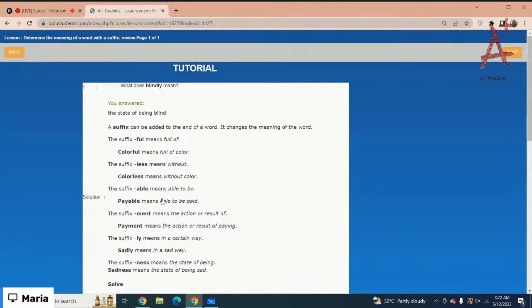Got it? A suffix can be added to the end of a word. It changes the meaning of the word. The suffix full means full of, like colorful means full of color. The suffix less means without. So colorless means without color. The suffix able means able to be. Like payable, payable means able to be paid.